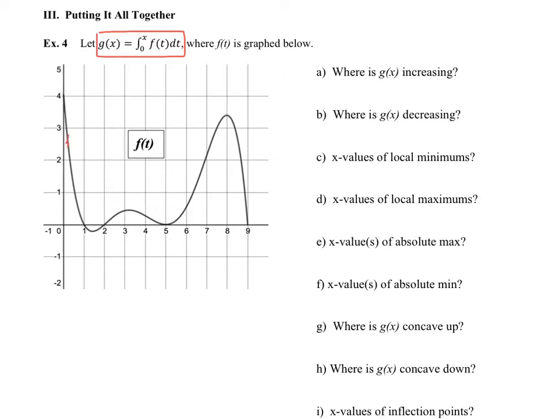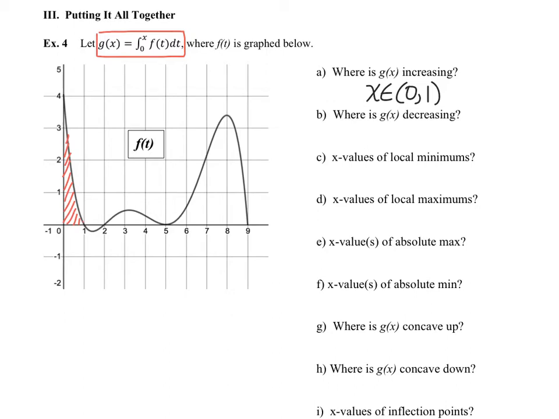So if you think about just shading in the area, if I start at 0, and let's say I go from 0 to 1, I'm going to continue gaining positive area because this region is above the x-axis. So therefore g would be increasing from 0 to 1. So that would be one way to tackle question A. I'm going to say g is increasing on the x interval from 0 to 1. That would be the first interval where the area is increasing.